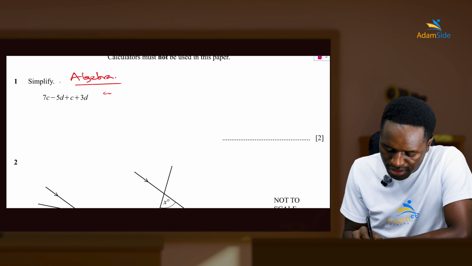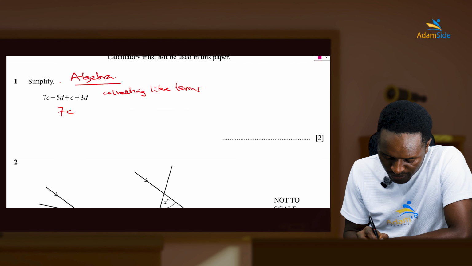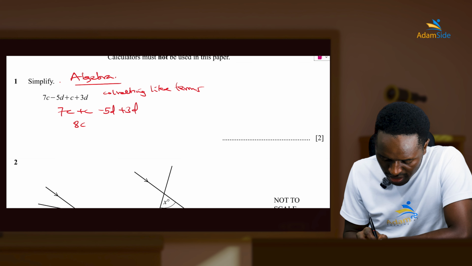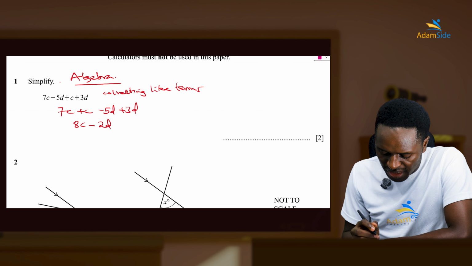So here we'll be collecting like terms. So 7c plus c minus 5d plus 3d. So 7c plus c is 8c, minus 5d plus 3d is minus 2d. So 8c minus 2d. And then we are told to simplify.